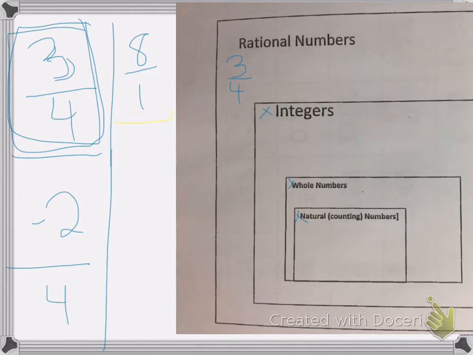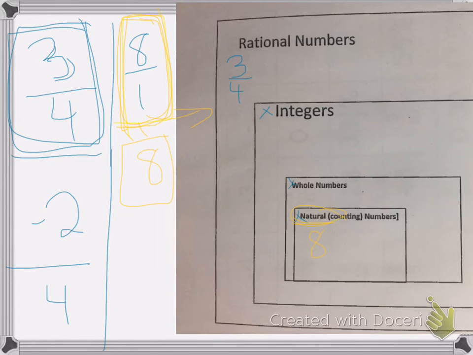All right, let's look at the other one. We're going to look at 8 over 1. If we look at 8 over 1, is it one of these natural numbers, I mean? Is it a counting number? Well, it's written as a fraction, right? So maybe it's a rational number. But wait, if I divide this fraction out, guess what? 8 over 1 is just 8. Those are equal. So is 8 a natural number? Well, it sure is. So 8 would go in our natural numbers.